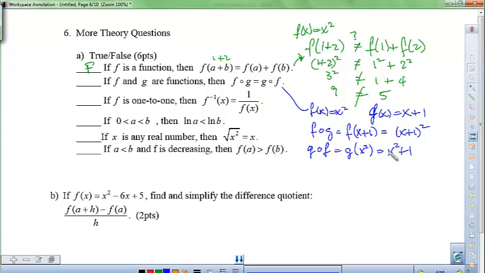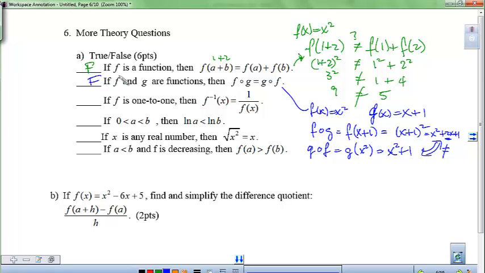You've got to convince yourself that these two things are not equal, because if I were to multiply this out, the first one is x squared plus 2x plus 1, and this one does not have that 2x there, so these two are not equal. So that's why this is also false.